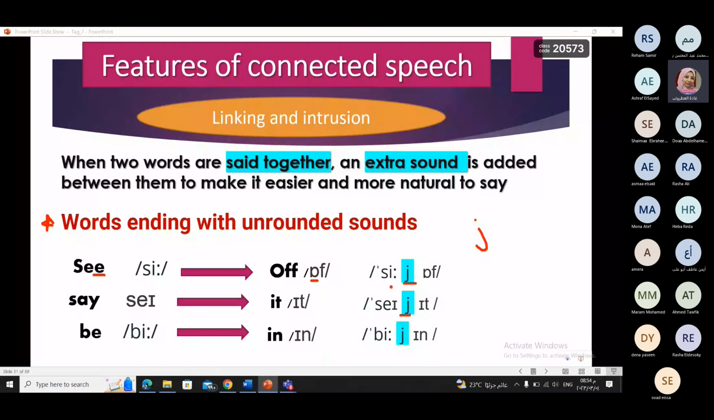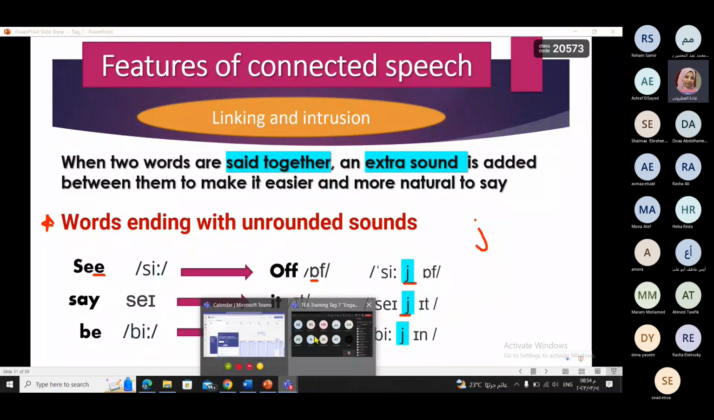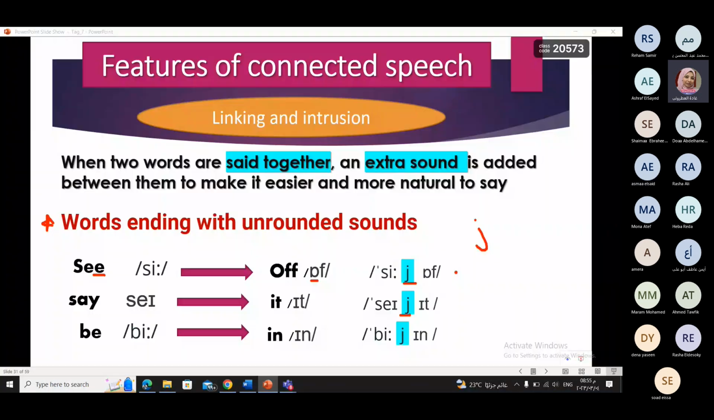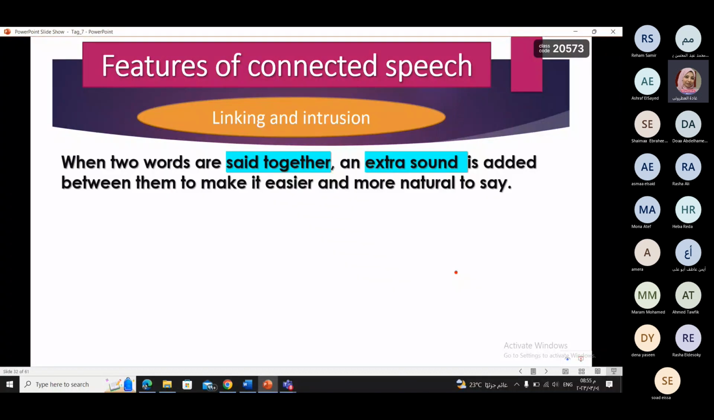Who can practice, by the way? I want to hear your voices, because when I hear them, I feel that you are following me and you get what I say. Yeah, Asma, go ahead, please. Tee off. Say it. Excellent. Well done.